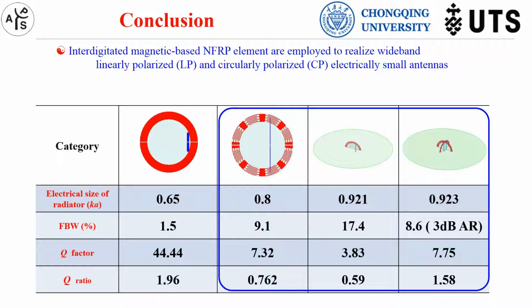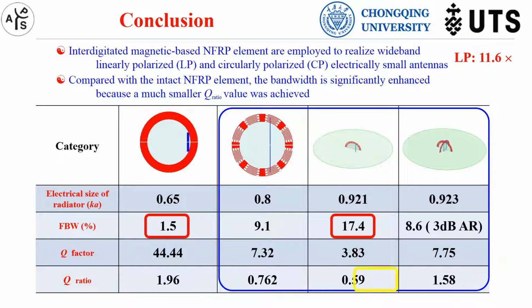electrically small antennas. Compared with the original antenna, the bandwidth of the monopole-based linearly polarized prototype was significantly enhanced by a factor of 11.6. Its Q ratio value was also reduced by a factor of 3.32.